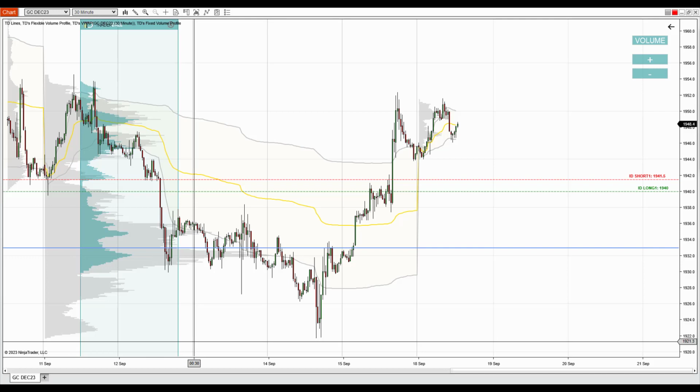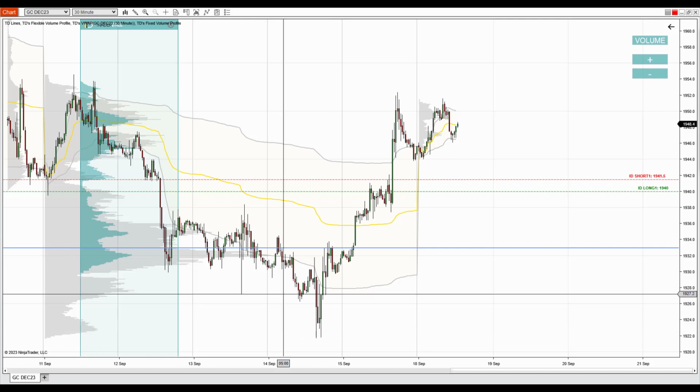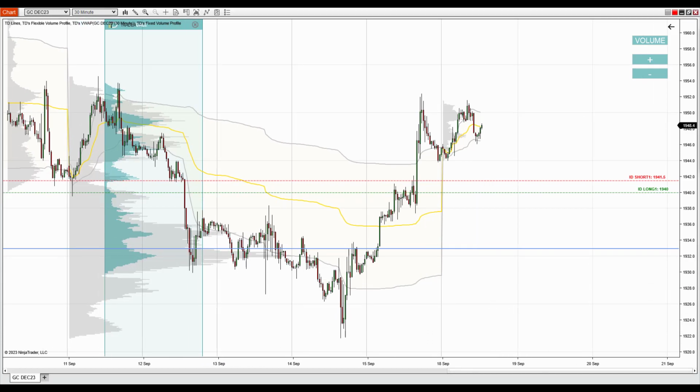And the first trading idea that I would like to talk about is on gold. So what you see before you is NinjaTrader 8 platform with my custom-made volume profile and VWAP indicators. This is gold chart, it's futures chart and 30-minute time frame.